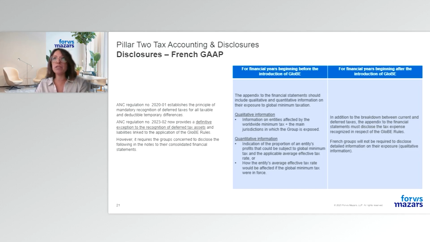And in terms of disclosure, for financial years beginning after the introduction of GloBE rules, because in France it's already introduced, in addition to the breakdown between current and deferred taxes, the appendix of the financial statements must also disclose the tax expense recognized in respect of the GloBE rules. There is a dedicated line for Pillar 2.